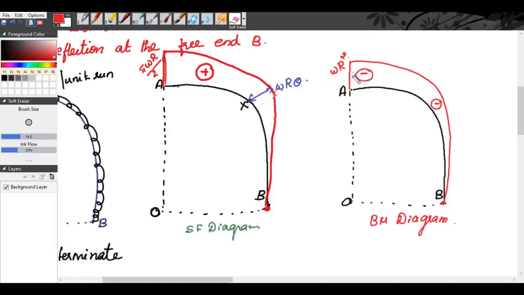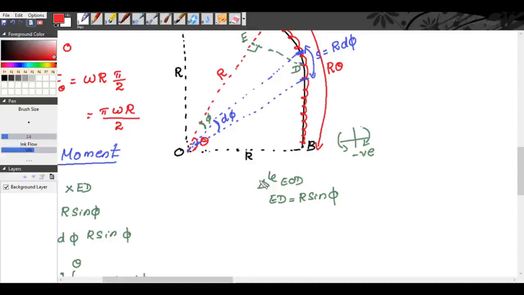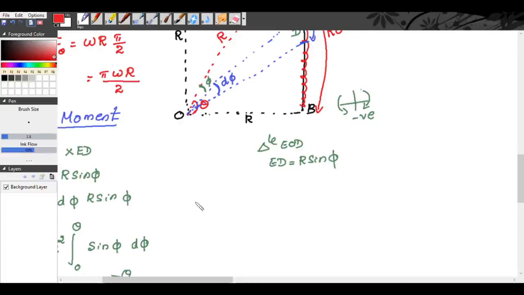Anyway, we will remove this minus. Okay, this is understood. Now we will move on to our step 3. Step 3 is torsional moment at section X. So step 3, I will write it here. So step 3 is torsional moment.